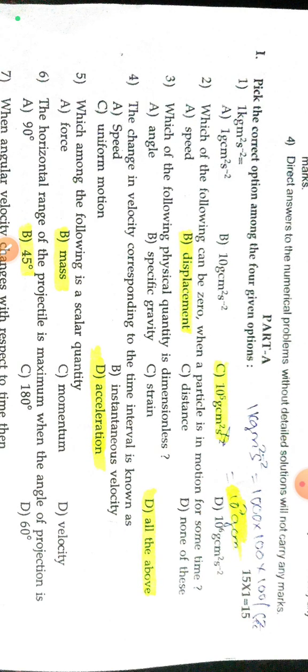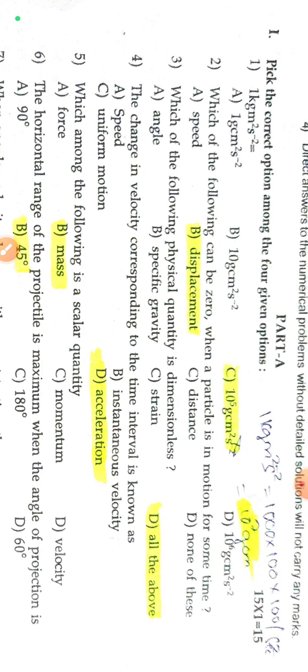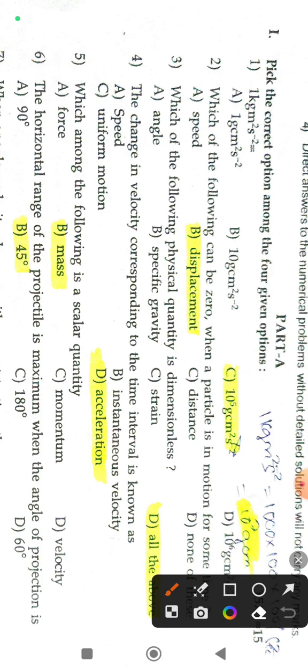Now we'll discuss the second question. Which of the following can be zero when a particle is in motion for some time? Speed means distance divided by time. In theory we have studied that distance traveled and speed cannot be zero, they have some value. But displacement is sometimes zero.